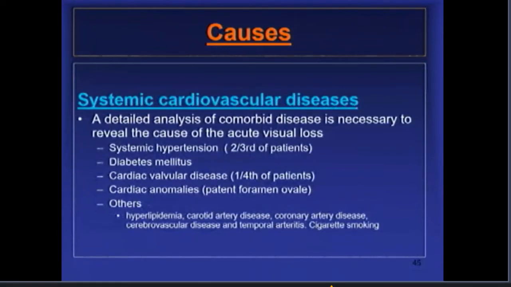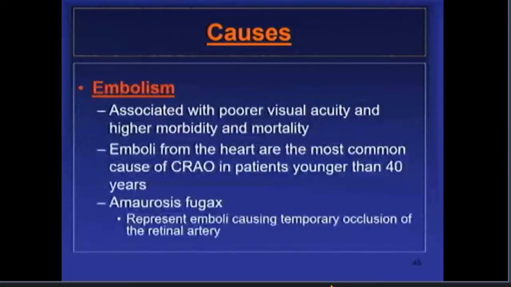Don't take it lightly. Systemic cardiovascular disease: we analyzed the comorbid diseases in these cases, and we found systemic hypertension in 2/3 of the patients, diabetes, cardiac valvular disease in 1/4, cardiac anomalies like patent foramen ovale, and others like hyperlipidemia, carotid artery obstruction, and even smoking that could be associated. Emboli are associated with poor visual acuity and higher morbidity and mortality.